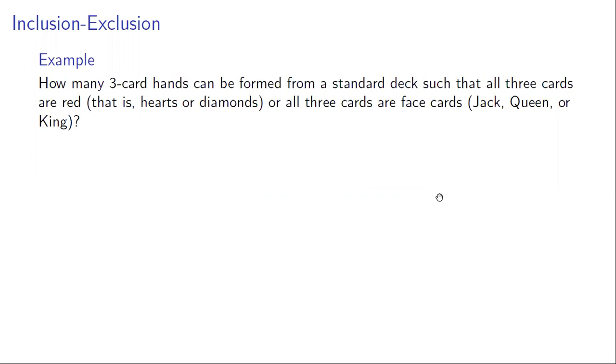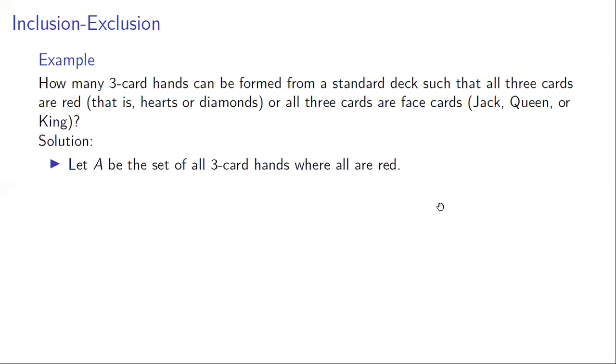Now the problem here is if you try to make 2 categories, one being 3-card hands that are red and the other being 3-card hands that are all faces, you'll get some overlap. Okay, so we'll see that. So we have to use the inclusion-exclusion formula.